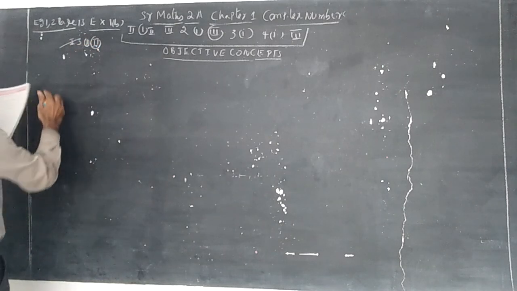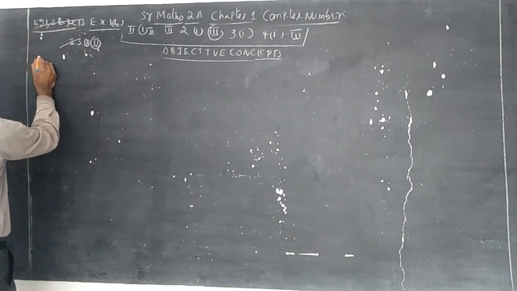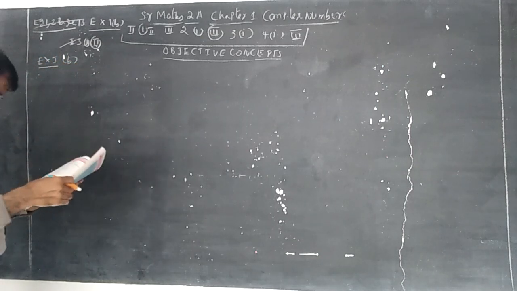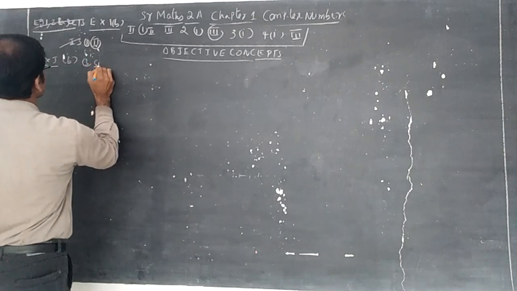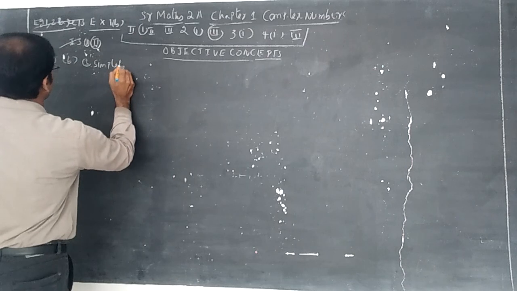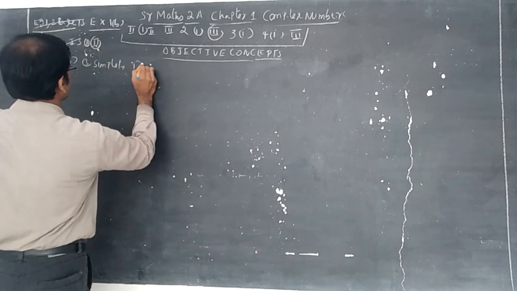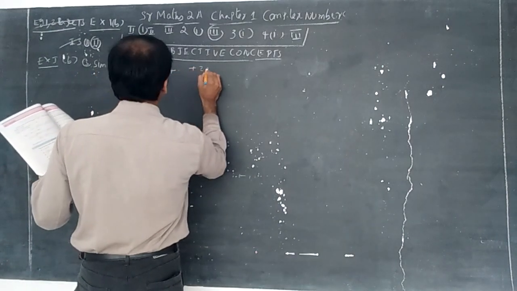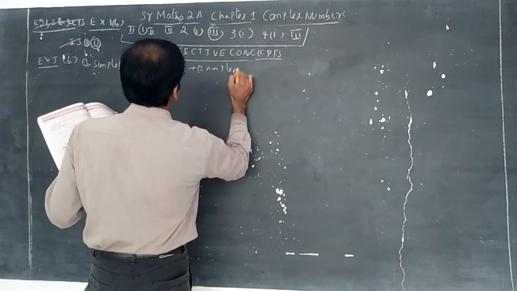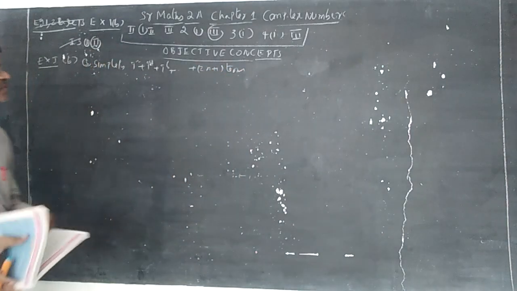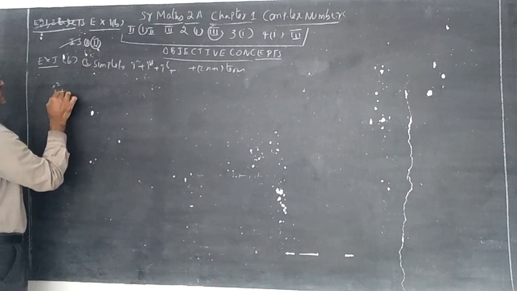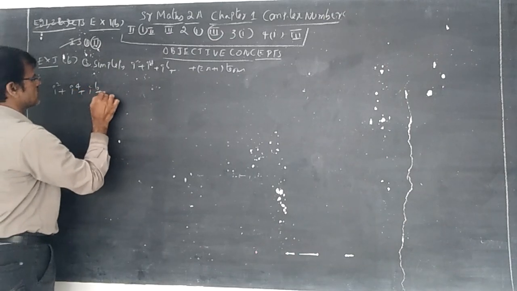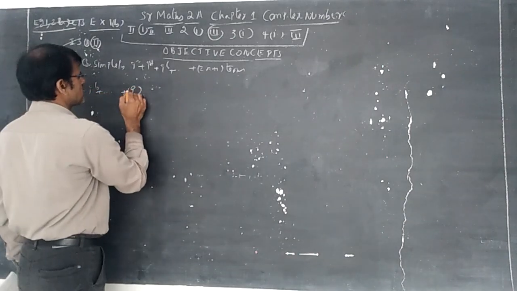Now, let us enter into the exercise 1b concept. Roman number 1, exercise 1b. These questions are completed. Here everything I am discussing is about the objective. Simplify i square plus i power 4 plus i power 6, and so on up to 2n plus 1 terms. You can write here i square plus i power 4 plus i power 6 plus so on, i power 2n plus 1.